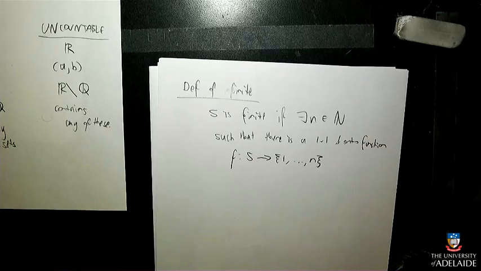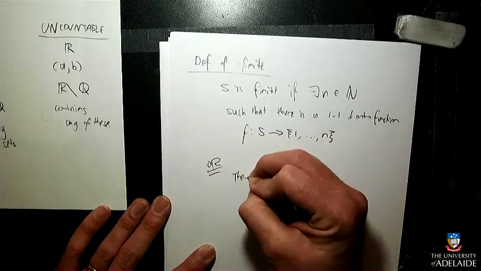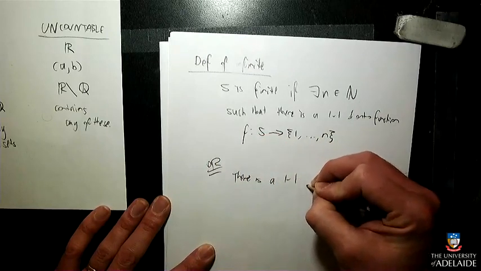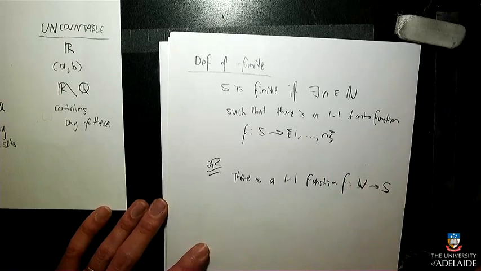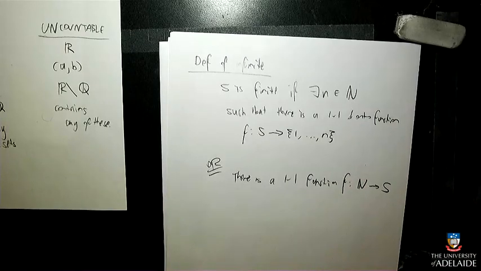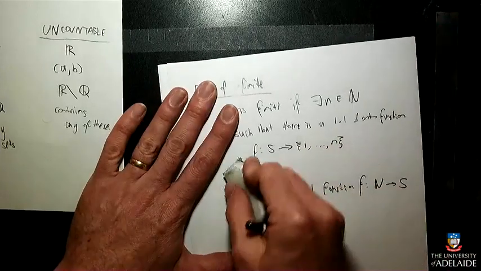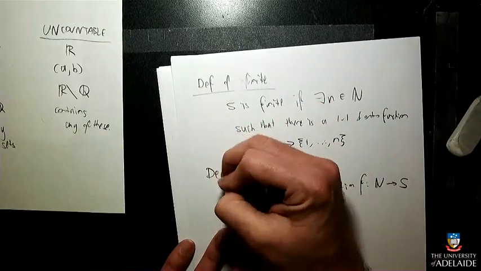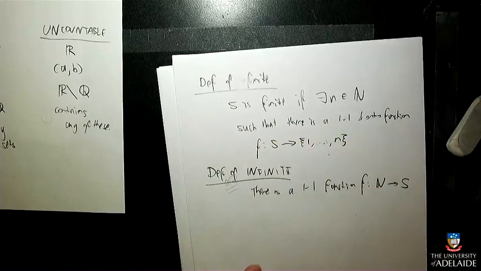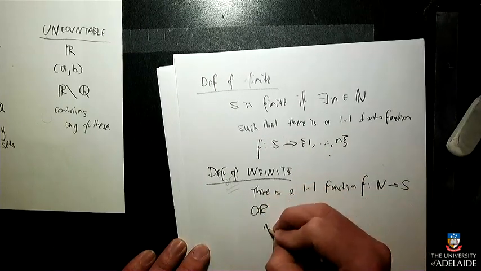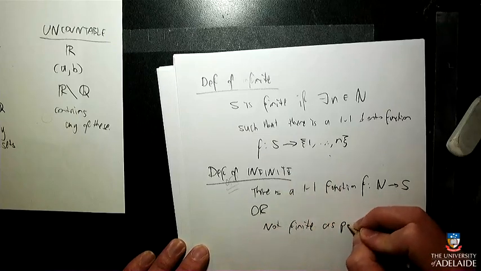Another definition of infinite is that it's possible to have a one-to-one function between n and your set. Then that makes it infinite. If it contains at least n amount of things in it, then it must be infinite. So I could say there is a one-to-one function f which sends n to your set. This is the definition of infinite. But you could also say the definition of infinite is that you can't do that. Or not finite, as per the above definition.